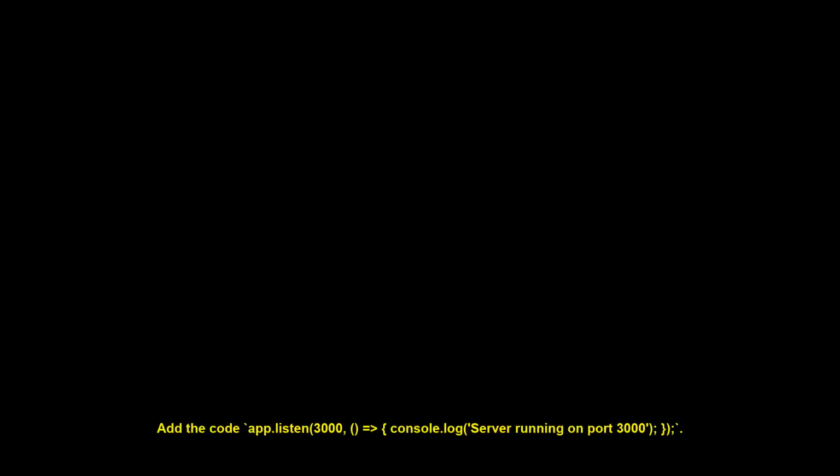Add the code app.listen(3000, () => console.log('Server running on port 3000')).